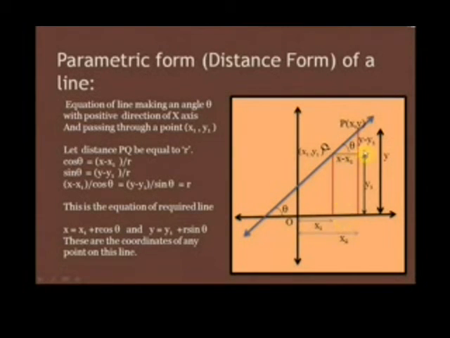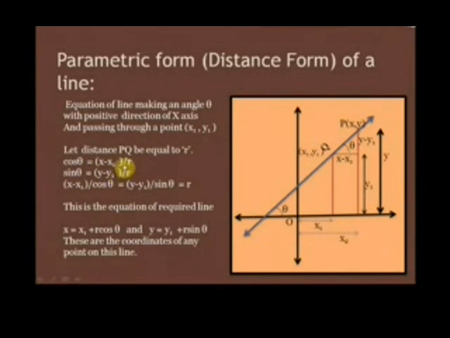Now, this line is parallel to this line, so this angle is also equal to theta. Now, we consider this right angle triangle. Now, cos theta would be equal to x minus x1 divided by PQ, or x minus x1 divided by r, because the length of PQ is equal to r. Similarly, sin theta would be equal to y minus y1 divided by PQ, and that is equal to y minus y1 by r. Now, cos theta is equal to x minus x1 divided by r, and sin theta is equal to y minus y1 by r.